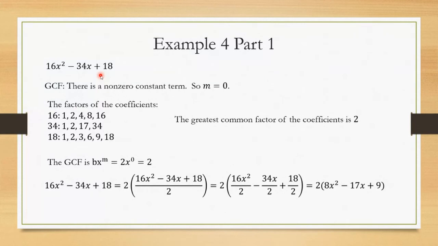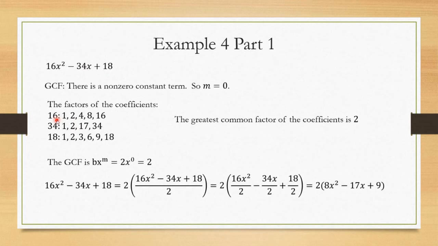Now, what does that tell us? Well, that tells us m must be 0, right? In other words, you can't factor out x at all. Let's look at these coefficients though. We have 16, 34 and 18. I know technically the coefficient's negative 34, but when you're looking at factors, you can disregard the negative. Namely, a number and its negative have the same factors.